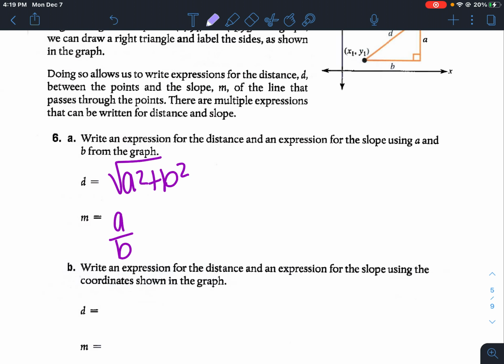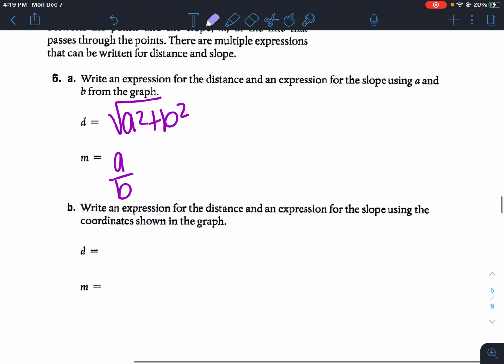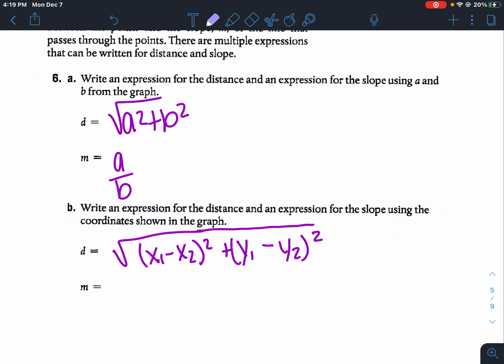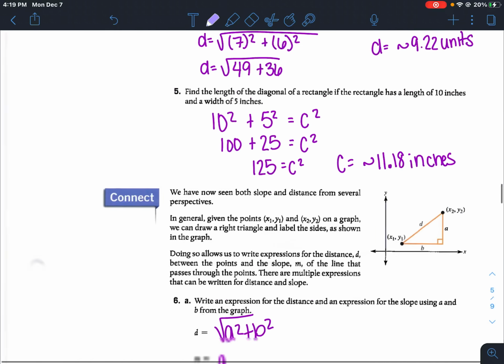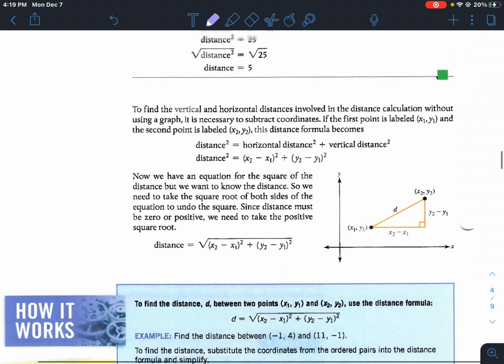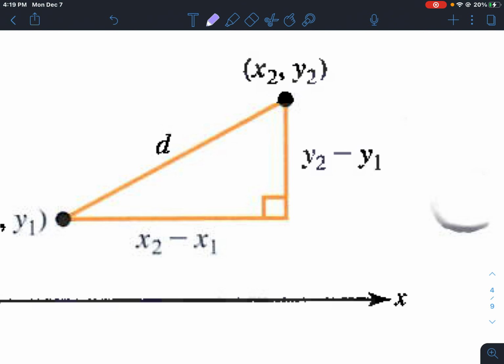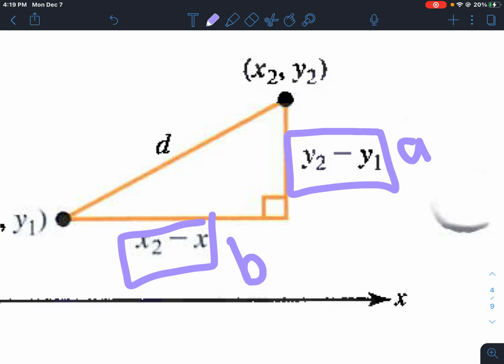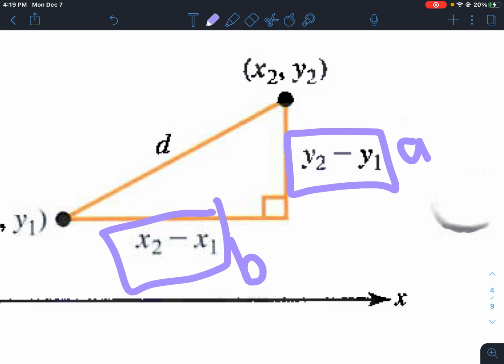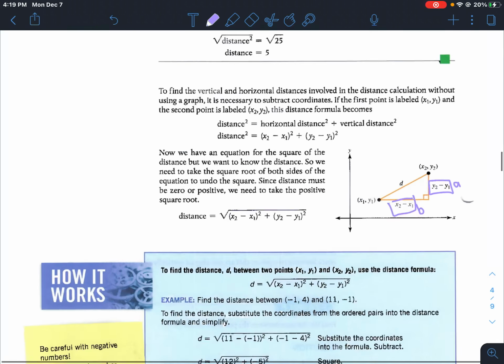And then for part B, write an expression for the distance and an expression for the slope using the coordinates shown in the graph. Okay, distance formula is just right here. I'm not going to read it out to you. There's a distance formula and there is the slope formula. If you needed a little bit of help making those connections, this picture is very helpful. This was our A, this was our B. So I just plugged this in for A and this in for B. That's all I really did there.